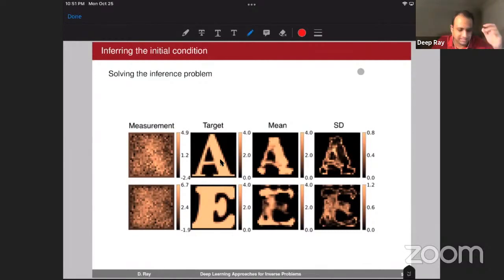In this case, since a lot of the information, even the interior, was incorrectly determined, we find that the standard deviation is high, not only at the boundary, but also in the interior of this A. Similarly, we did something for the E, and we were able to figure out something that looks like an E, not a digit. Again, the standard deviation is quite high in areas where it's not getting things correct.